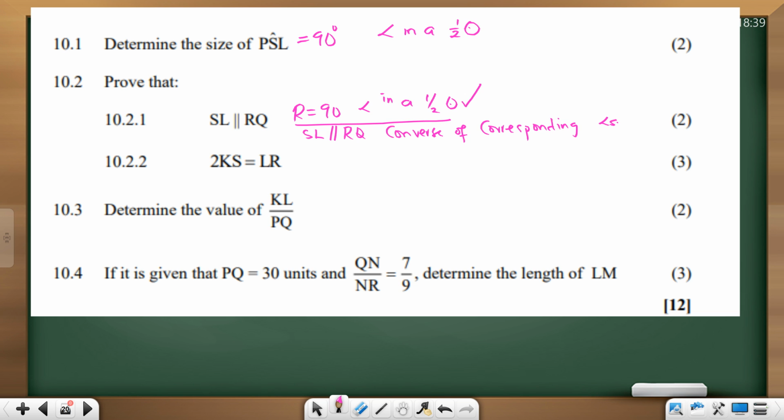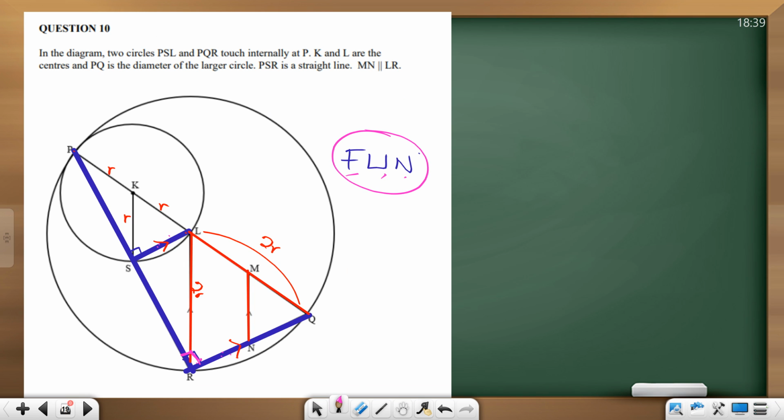KS is equal to LR. If you check, you will see that I'm done. Check your KS. What's your KS? What's your LR? I'm done.